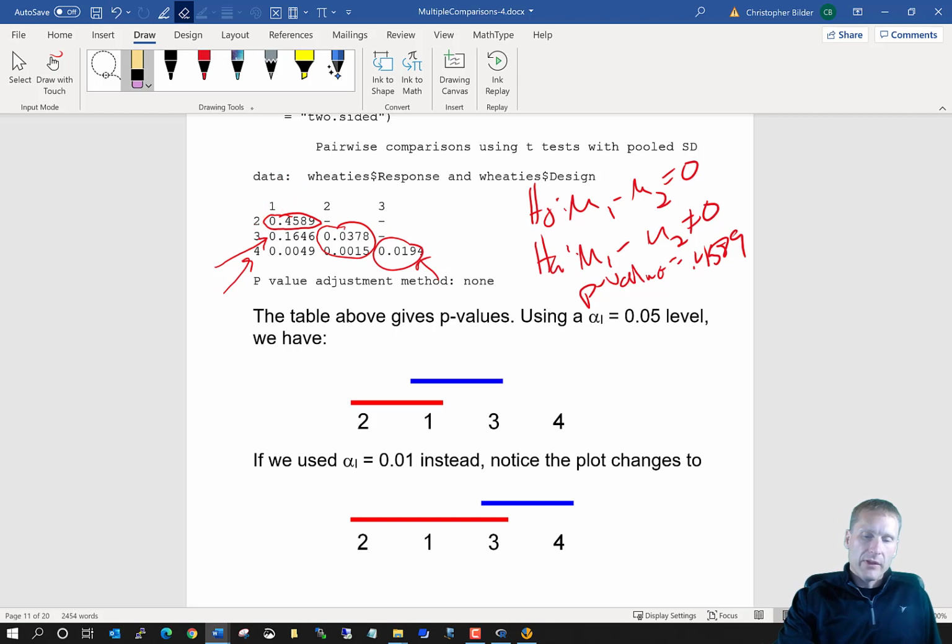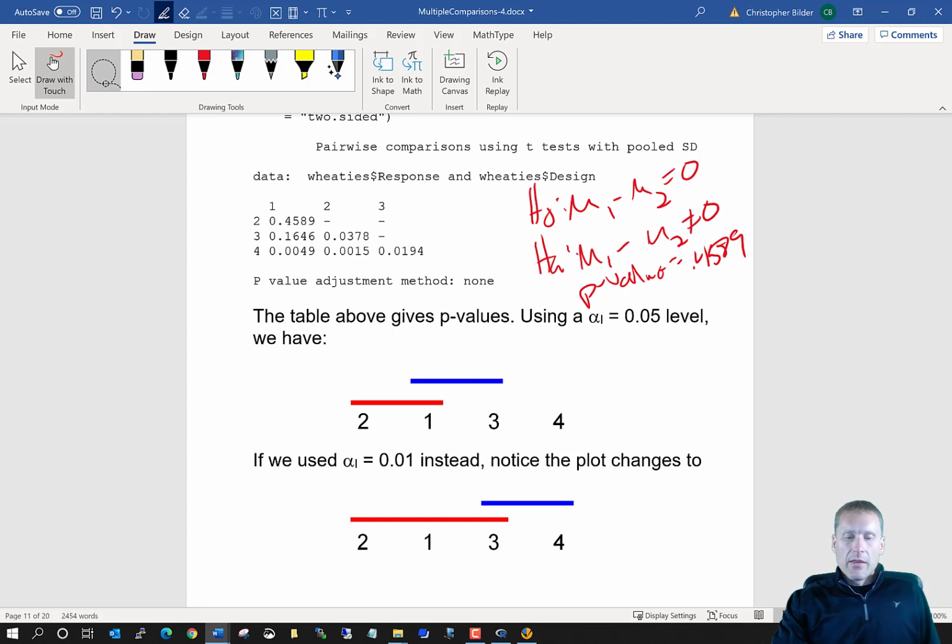So let me do some erasing here. Here's our corresponding graphic. So we order the means again. Remember, 2 was the smallest. And remember, for 1 and 2, we had a p-value that was greater than 0.05. So that's why we drew this line on top of it there. Well, what about 2 and 3? Let's look at 2 and 3. Take a look at that p-value. It's below 0.05. So I don't want to see a line between 2 and 3.